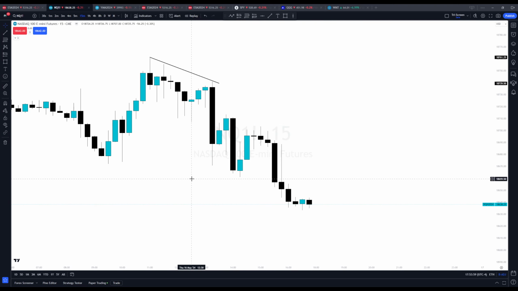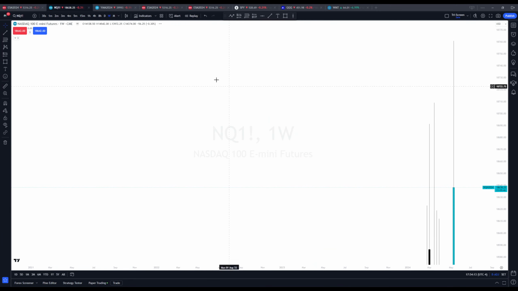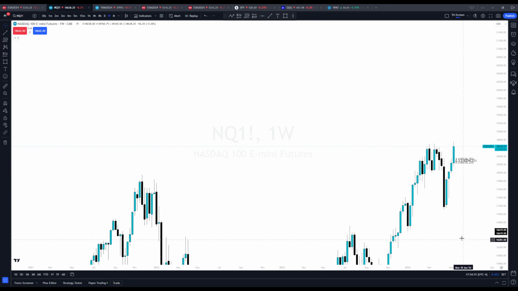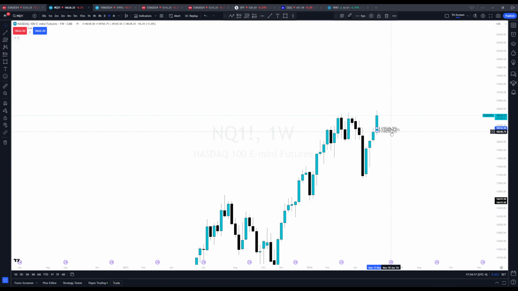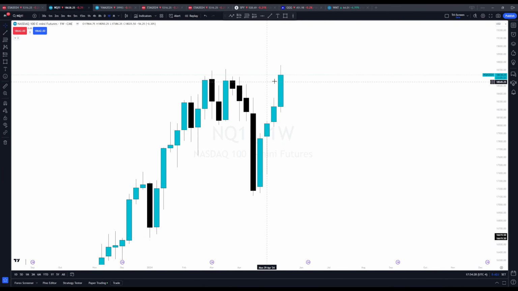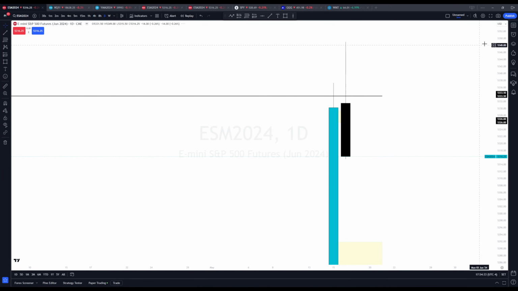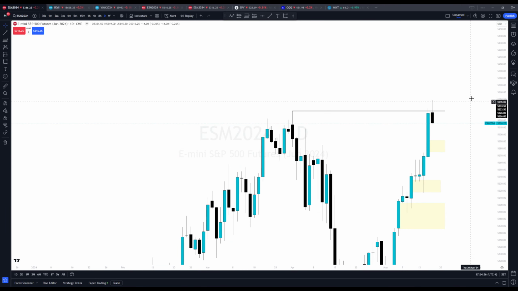I tend to not use breakers and mitigation blocks very much. Breakers are basically prior resistance turned into support, right? So I guess you could say, okay, this is the weekly chart here. I think ES had a very nice one. Let me look for it here.